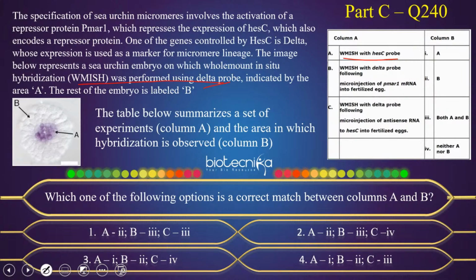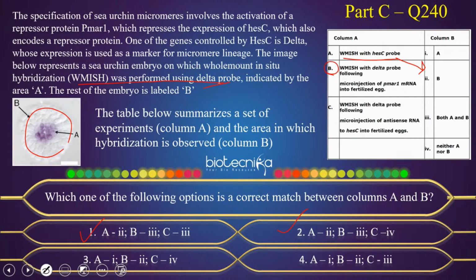Now, where HESC is present, PMAR1 is not present, and PMAR1 will not be present in the rest of the cells because there beta catenin won't be there, no? Okay, so that's why we will see WMISH HESC probe only in the rest of the embryo, that is in B area, because there HESC will be present. So A will be 2. Got it? So A is 2 means either 1 or 2 is right.